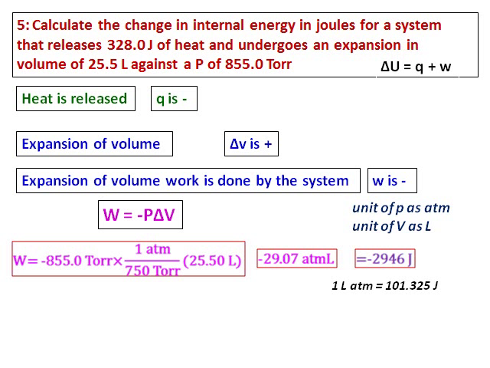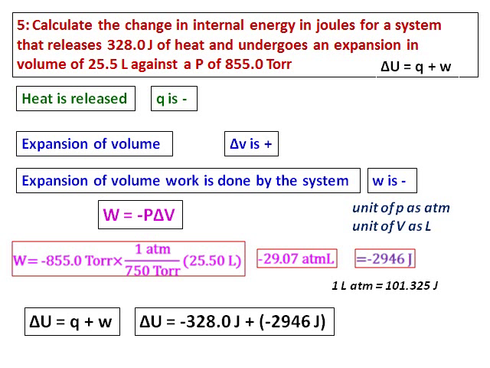So I have the work done and the heat is given. Substitute it into the formula delta U equals Q plus W. Notice there is a negative sign in front of Q, and calculate the total internal energy. So it will be just 328 plus 2946. All these questions are simple. You should be careful about the sign you use.